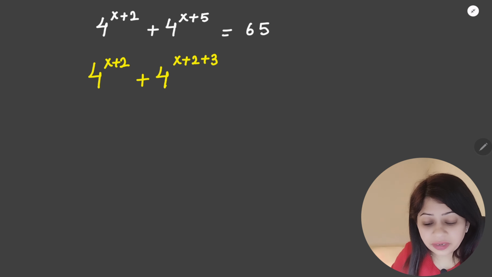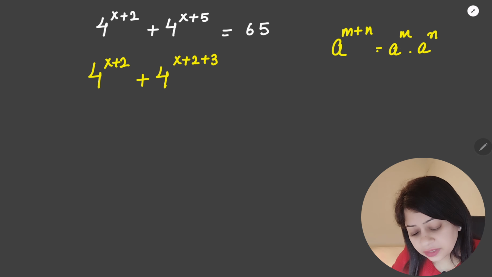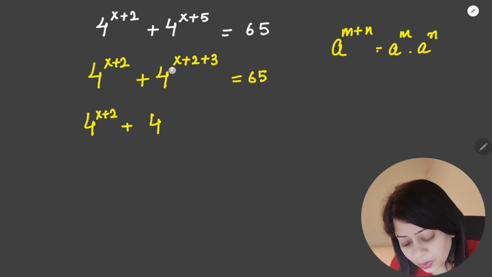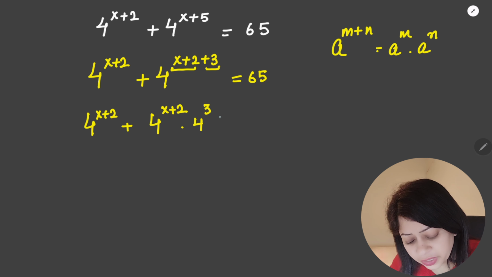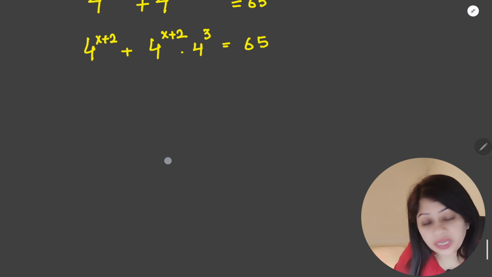Why did I do that? a raised to power m plus n can be written as a raised to power m times a raised to power n, right? And this is 65. Now this is 4 raised to power x plus 2, and this I will break into two parts like m and n. It will become 4 raised to power x plus 2 times 4 raised to power 3 is equal to 65. Now why am I doing that? Because I want to take common.